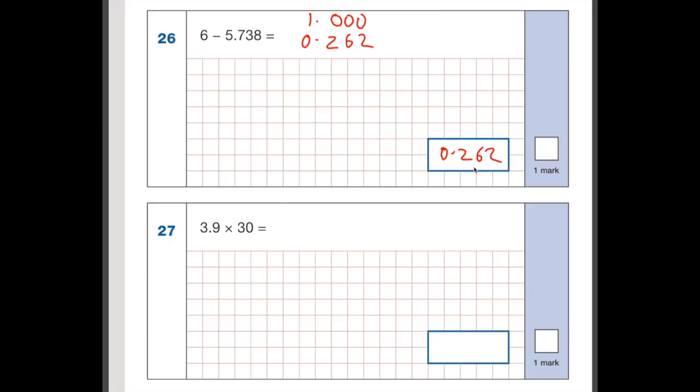Now, if that was a bit confusing for you, you could still do it, I find, a slightly more complicated way, but if this works for you, that's fine.